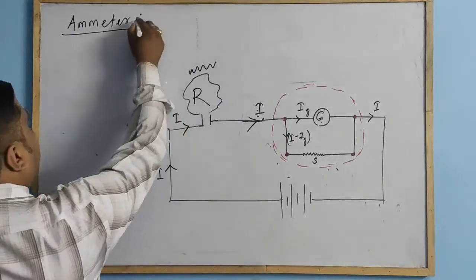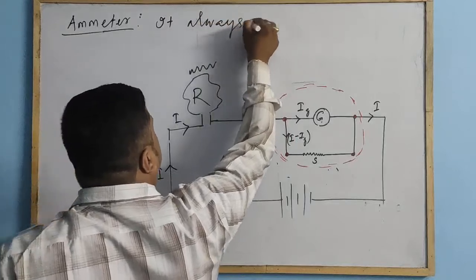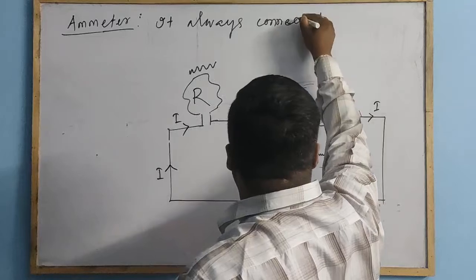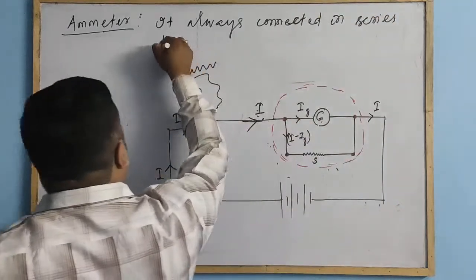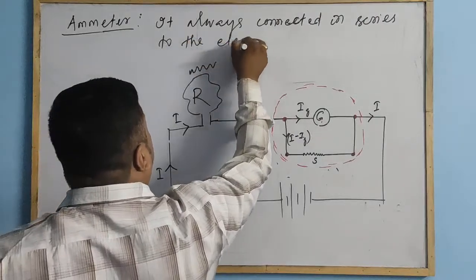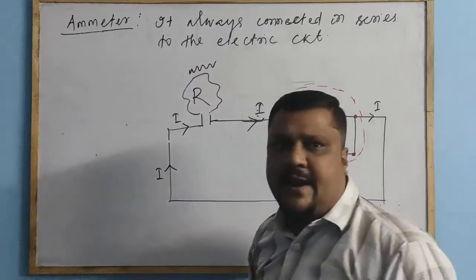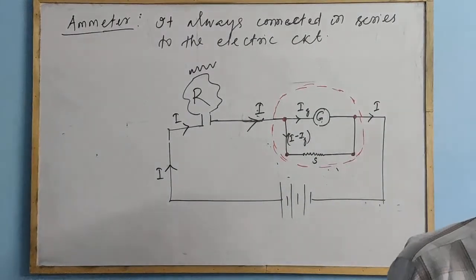So the ammeter is always, remember this, very important, connected in series to the electric circuit. That is very important. It is always connected in series to the electric circuit. Okay.